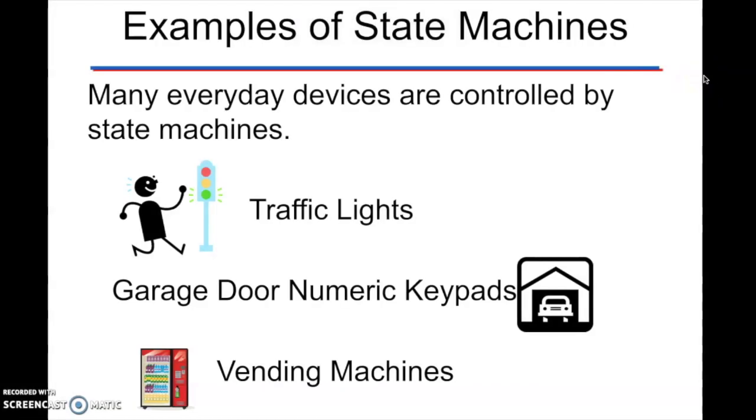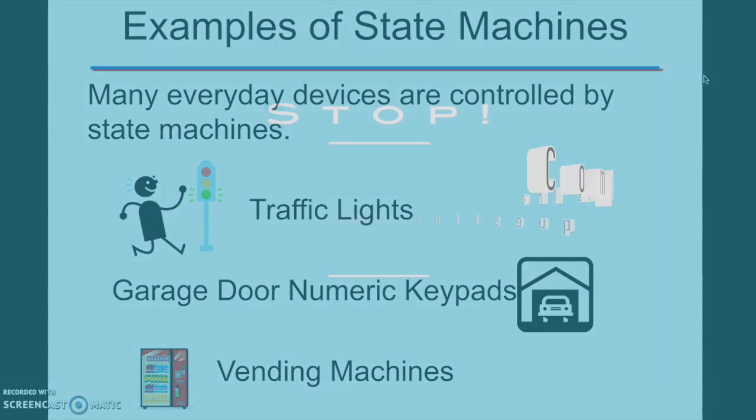So 3 examples of state machines that we can take a look at are traffic lights, garage door numeric keypads, and vending machines. I want you all to take a moment to think. What do these very different items have in common that allow them all to be run by state machines? I want you to then go into Google Classroom and provide your answer to the question that I've posted there.